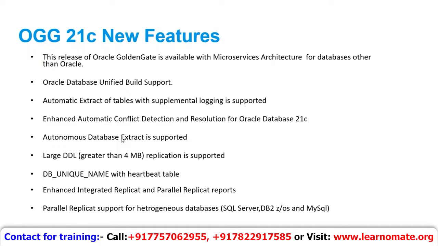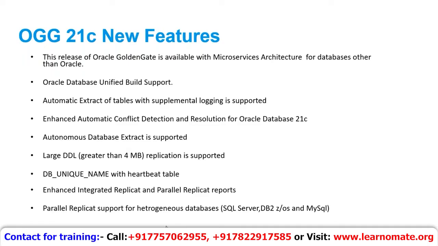Then large DDL replication is supported. Until 19c, large DDL replication greater than 4 MB wasn't supported, but now it is. Now DB unique name with heartbeat table is also there. Then enhanced integrated replicate and parallel replicate report. So there has been enhancement in the report. In dirrpt you get the report file. So you have enhanced features in integrated replicate and parallel replicate.